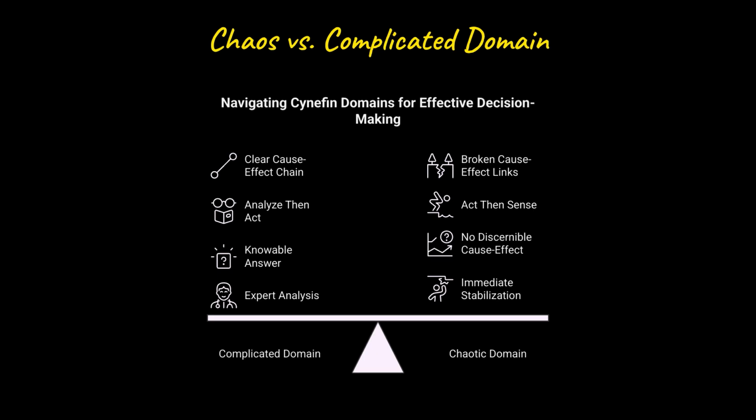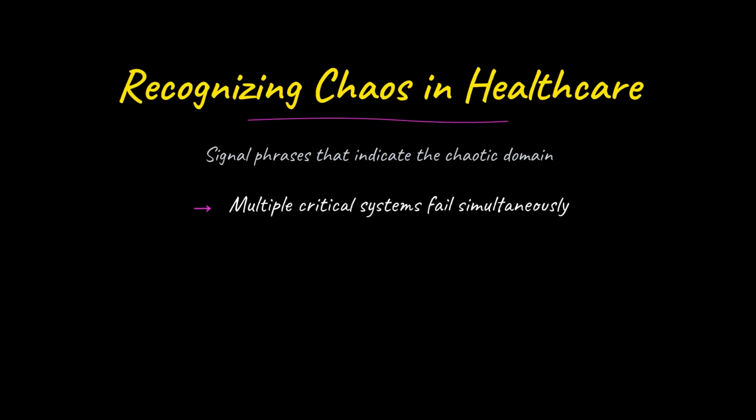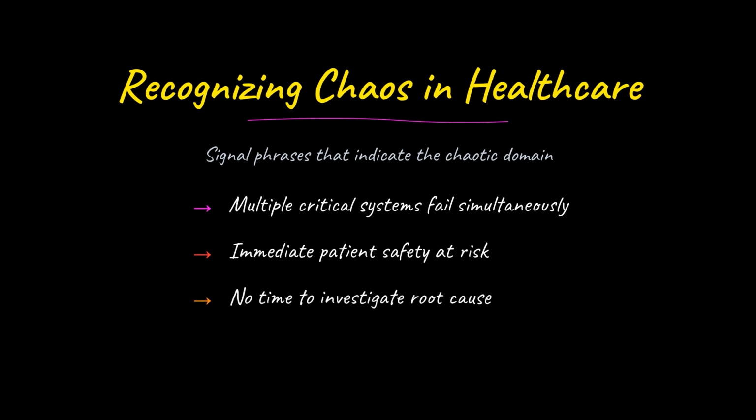Complicated situations have a knowable answer that careful analysis can reach. Chaotic situations have no discernible cause and effect at all in the moment. Treating chaos like complication wastes the one resource the situation does not have: time. In healthcare informatics, the chaotic domain appears when the EHR, monitoring systems, and scheduling collapse at once while patients are mid-treatment. Pre-built downtime procedures and designated incident commanders represent the act layer, built in advance precisely because there will be no time to design a response in the moment.